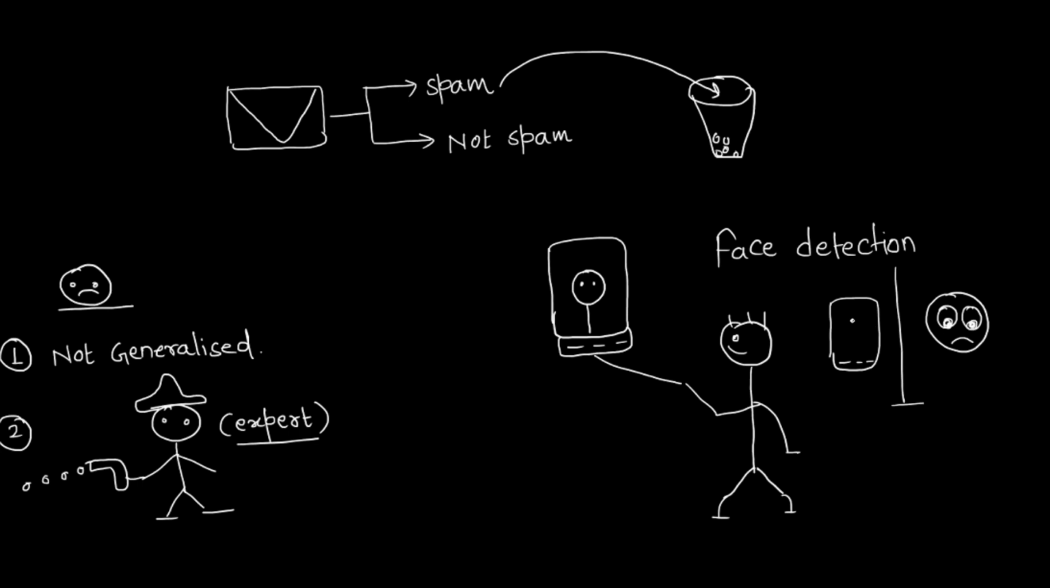But with a machine learning algorithm, you can give lots of images to the algorithm, and then it will identify the similar face.